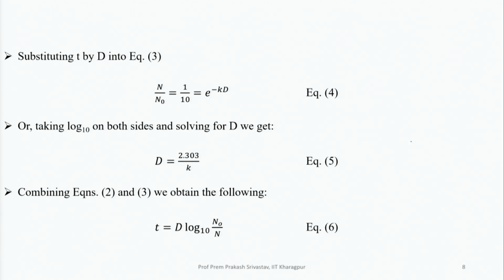Now, substituting t by d into equation number 3, we get n by n0 equal to 1 by 10, that is equal to e to the power minus kd. Taking logarithm on base 10 on both sides and solving for d, we get d is equal to 2.303 by k. Now, combining equation 2 and 3, we get t is equal to d log base 10 n0 by n.